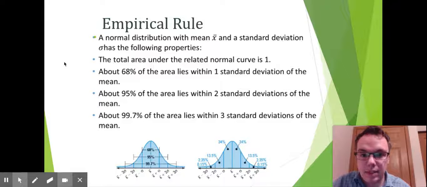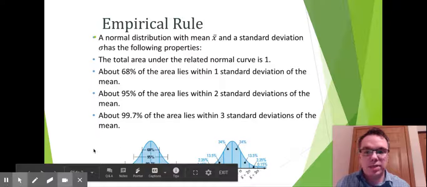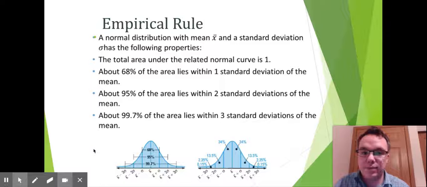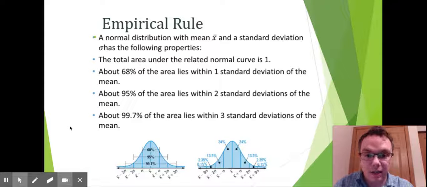So the empirical rule states that 68% of the area lies within one standard deviation of the mean, or 68% of the data lies within one standard deviation of the mean. That means if we add a standard deviation or subtract a standard deviation, that should represent about 68% of our data. Within two standard deviations of the mean, we should have 95% of our data, or 95% of the area. And within three standard deviations, we should have 99.7% of our data, or 99.7% of the area.